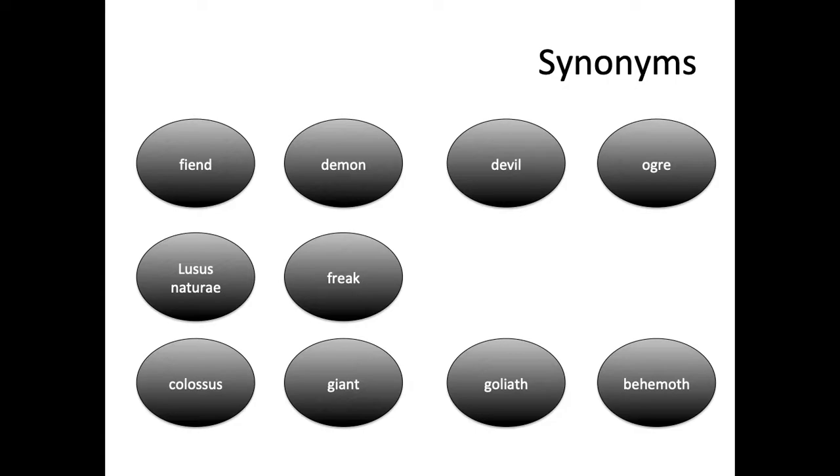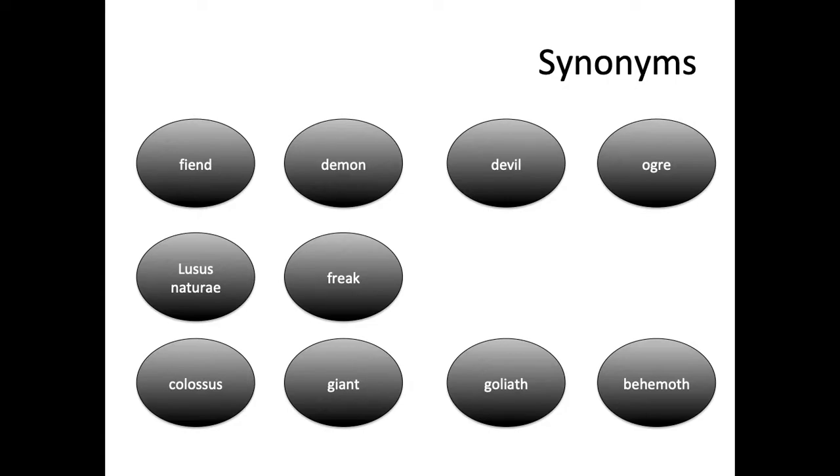So the first synonym is the word fiend. Fiend is tricky because it looks like friend, but it's pronounced fiend. Okay? It means demon, actually. Devil is also a tricky one because it looks like evil, but it's pronounced devil. All right? The word ogre, finally, can be problematic to pronounce, but it's quite transparent.